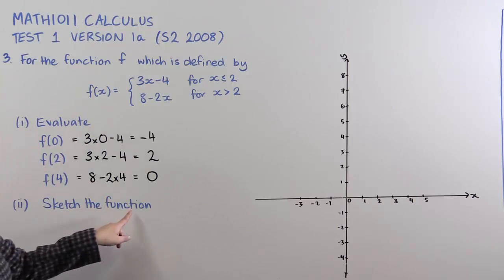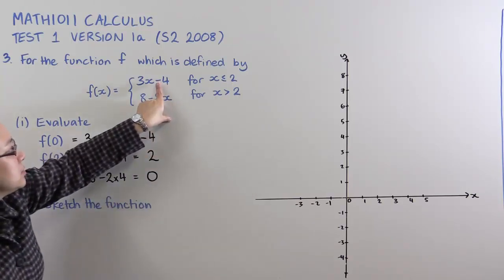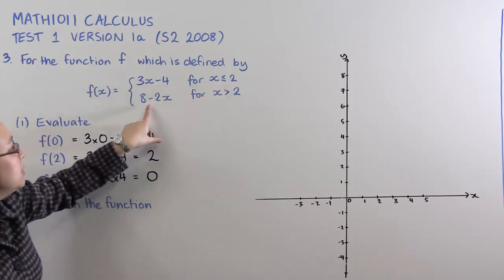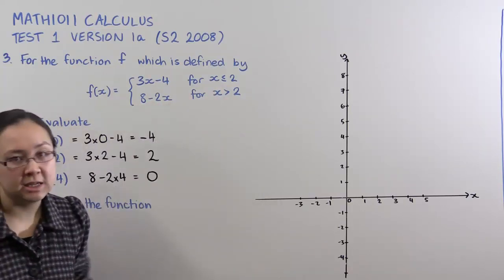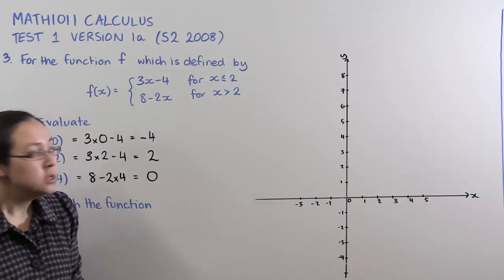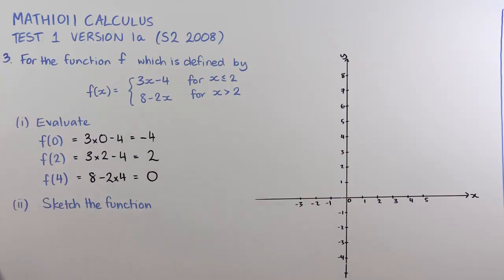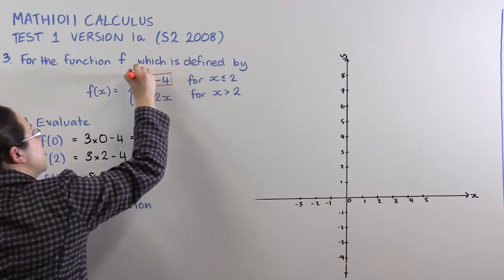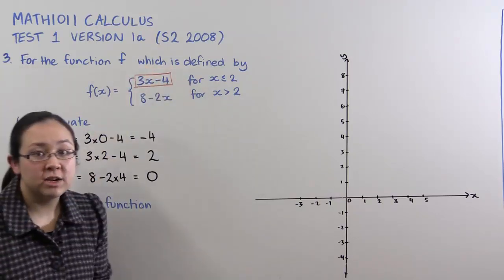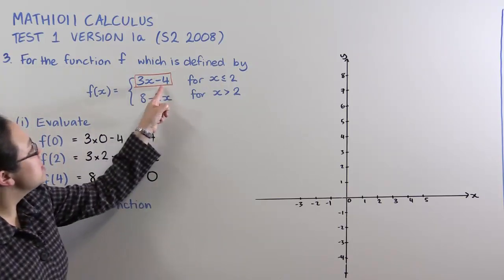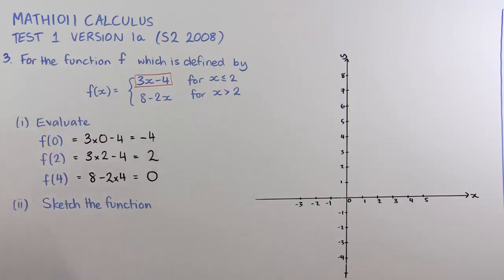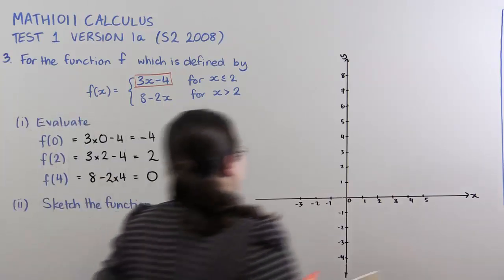When we want to sketch the function, essentially we want to sketch y equals 3x minus 4, but only take this section when x is less than or equal to 2. And we want to sketch 8 minus 2x, but we only want to take the section when x is bigger than 2. So if I was sketching y equals 3x minus 4, that's a straight line. It's a straight line with a gradient of 3 and a y-intercept of minus 4. So I can sketch that, or you could find some x and y intercepts and join those up.